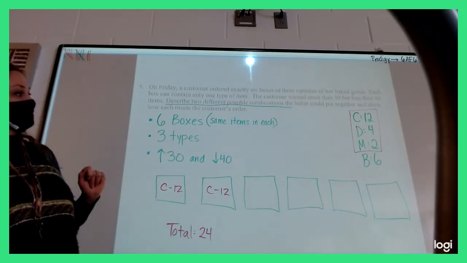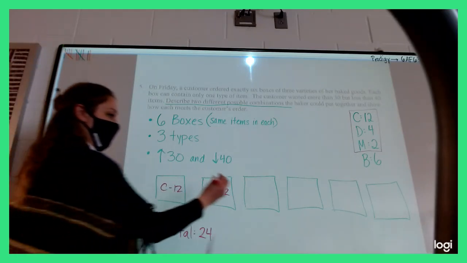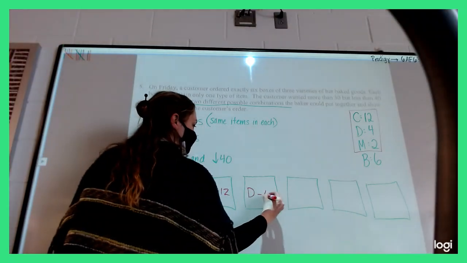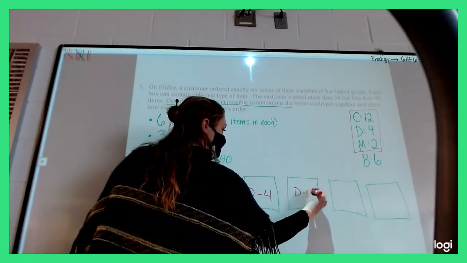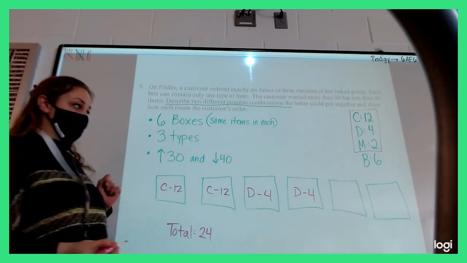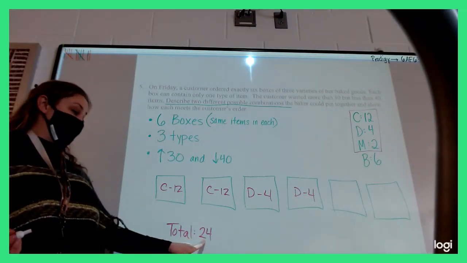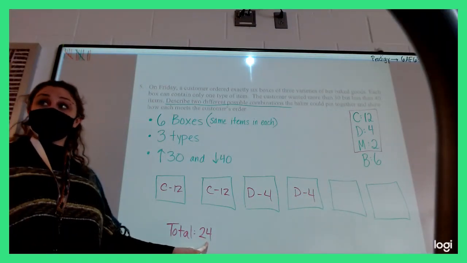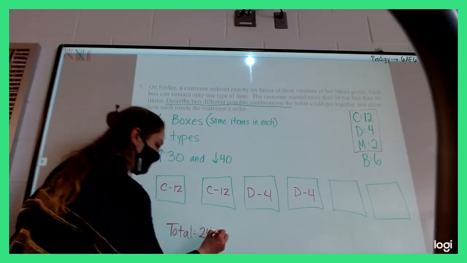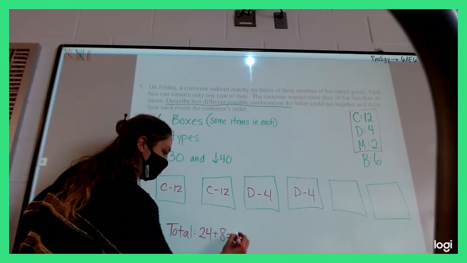Let's try some donuts. Donuts can fit 4 to a box. Let's do 2 boxes of donuts. Let's just see what that leads us to. So if I have 2 boxes of donuts, how many total things do I need to add to my 24? Josiah? 8. 8 more. So if I add 8 more, I am up to 32.